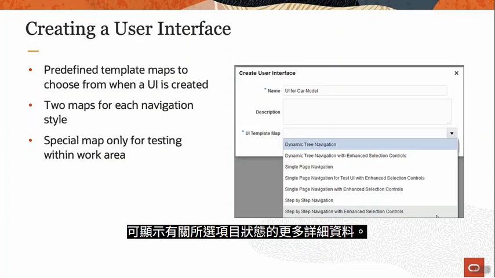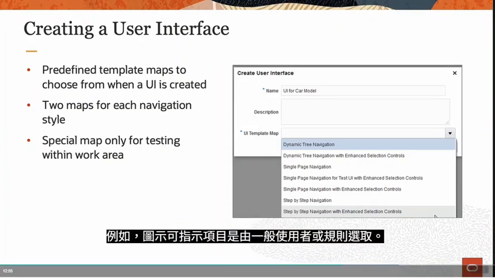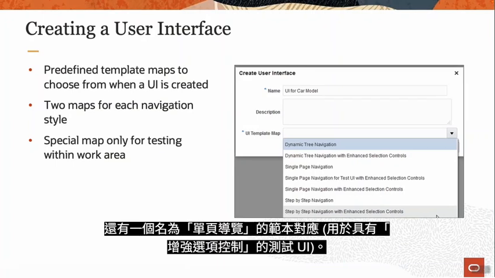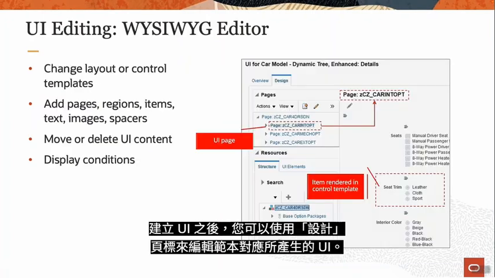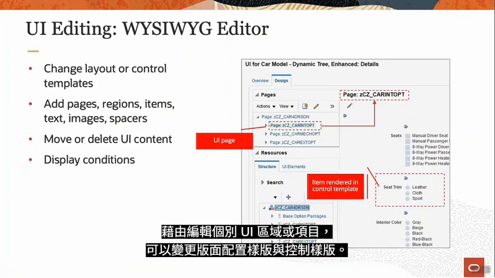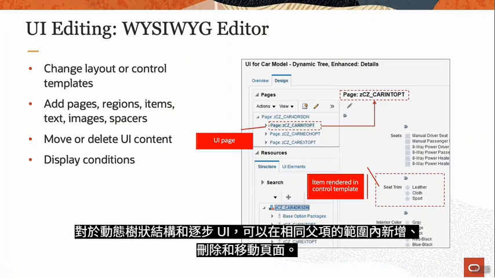After you create a UI, you can edit the UI generated by the template maps using the Design tab. The generated UI will have the control templates mapped in the template map for the respective node type. The layout template and control templates can be changed by editing the respective UI region or item. For dynamic tree and step-by-step UIs, pages can be added, deleted, and moved within the scope of the same parent. You can also add style text and images to make the UI appear the way you want it. You can also control the display of items in the UI based on conditions.